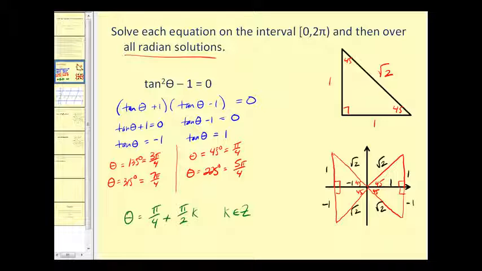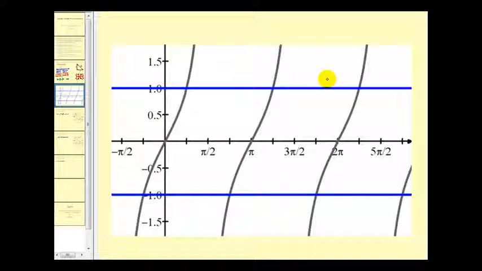Let's look at it graphically. Here's a graph of y equals tan theta, y equals 1, y equals negative 1. These intersections represent the solutions. So here are the ones that we found between 0 and 2 pi, and then our equation would give us all the other points of intersection. Again, they all vary by multiples of pi over 2 radians.